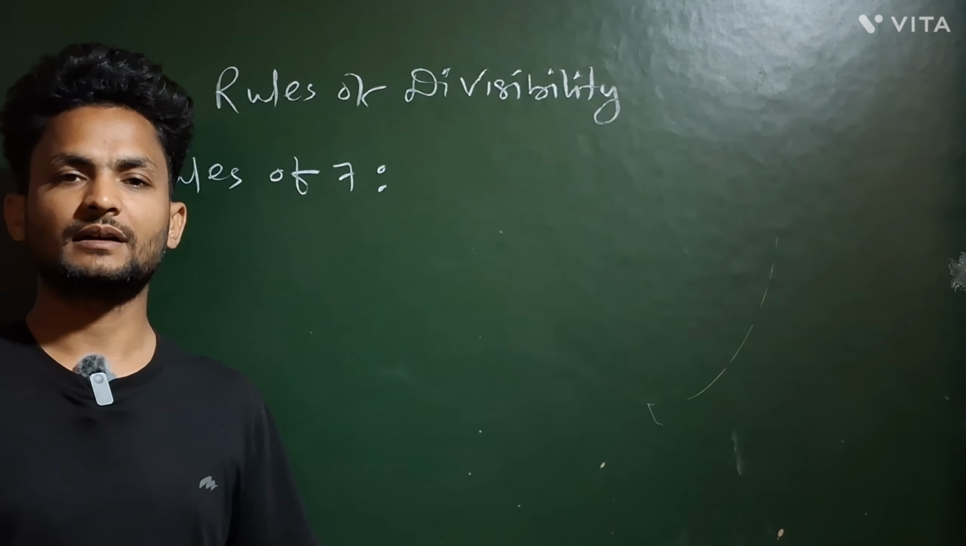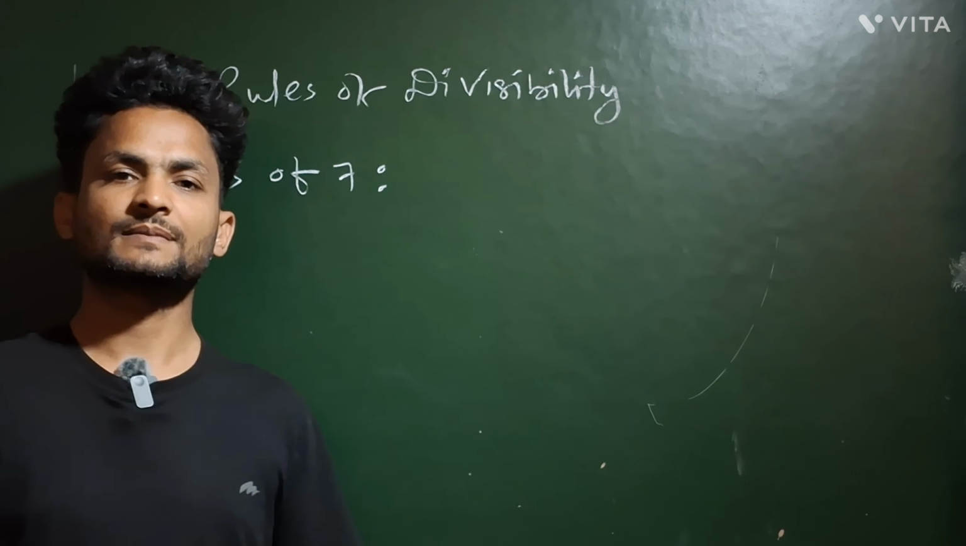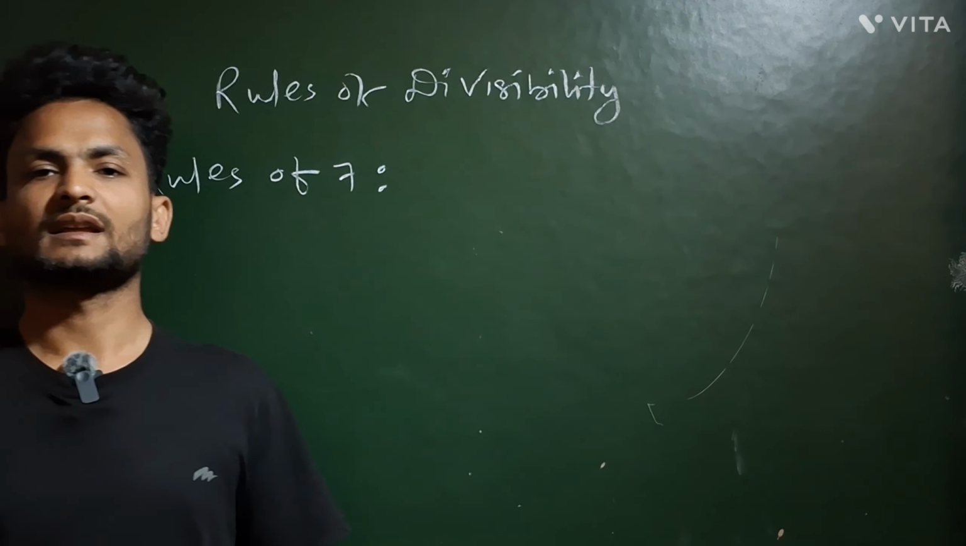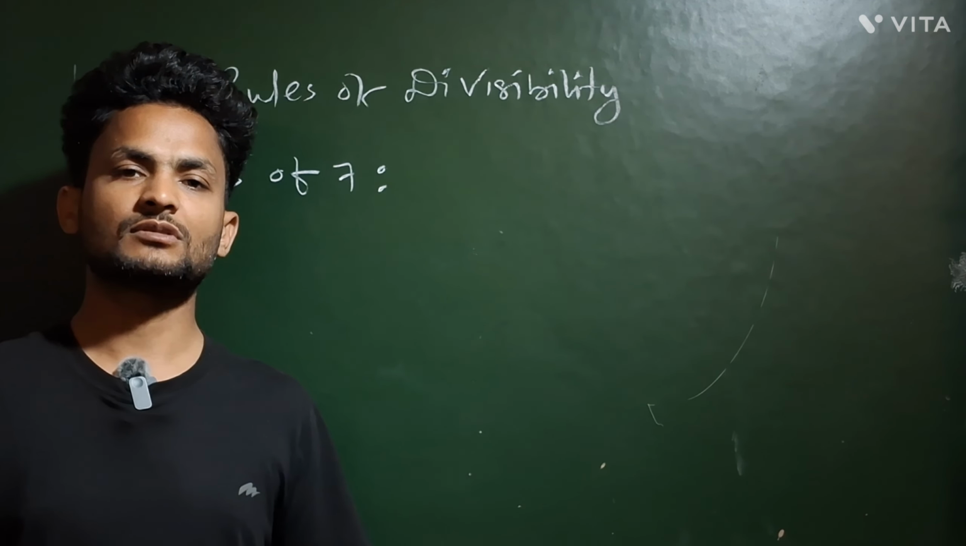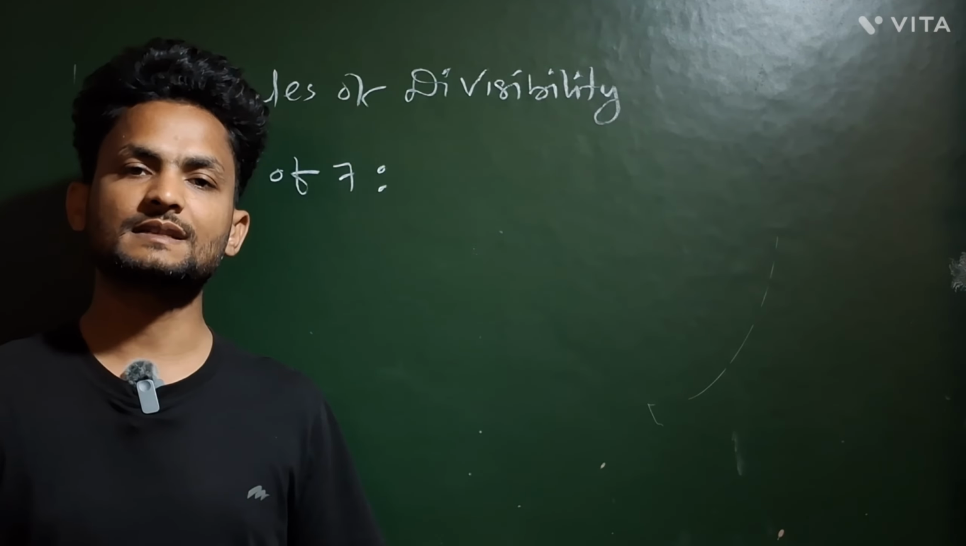If the difference of the number made by the digits excluding the last digit and twice the last digit is divisible by 7, then the number is divisible by 7.